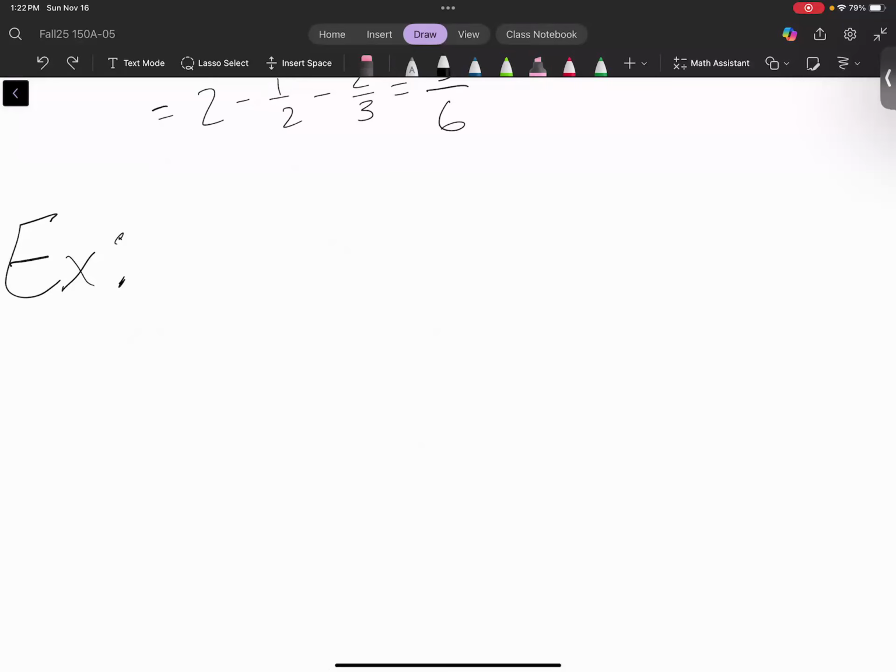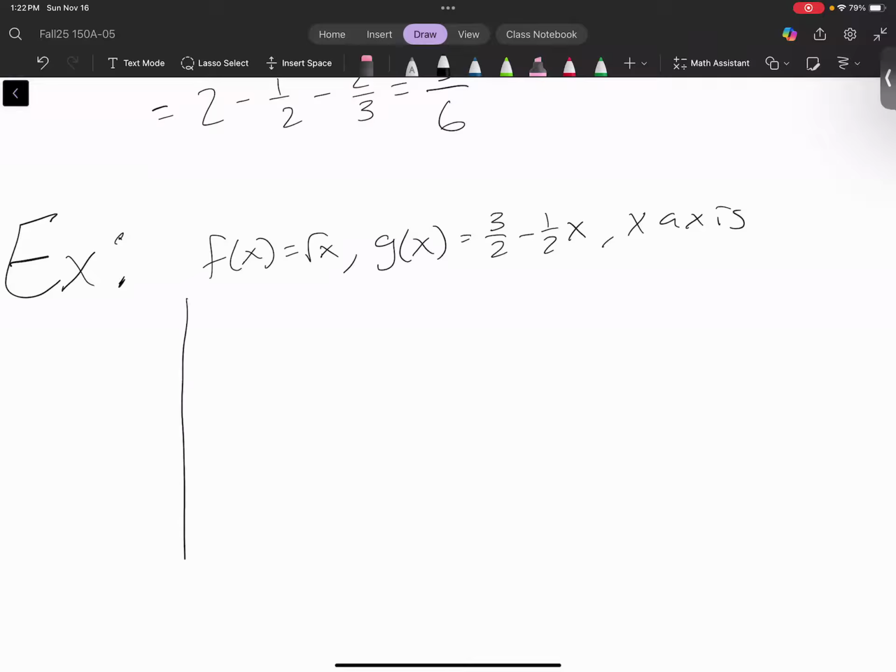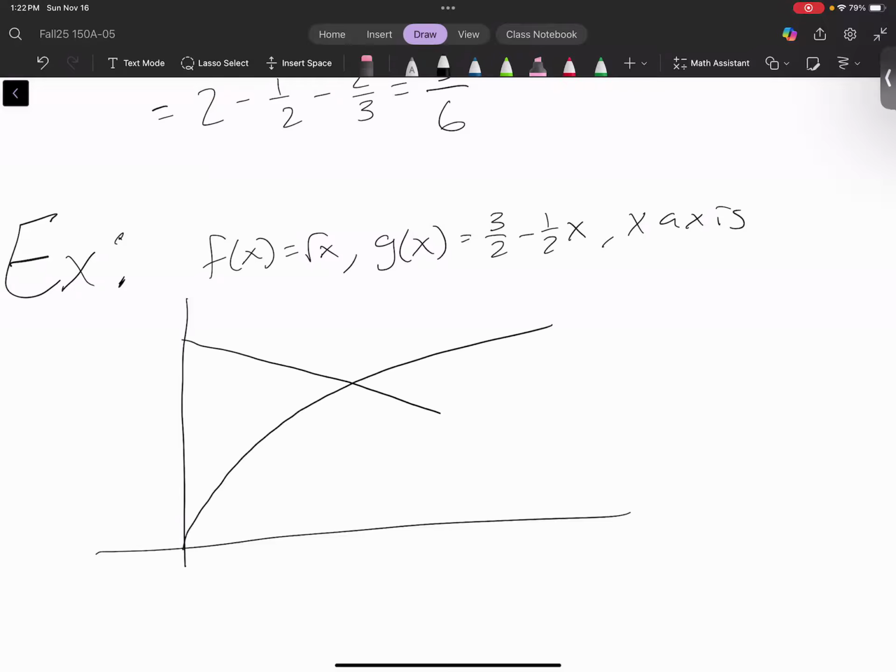Okay, so just again, we had f of x equals root x, g of x equals 3/2 minus a half x, and then the x-axis. And then, draw the picture, right? So it looked like this and like this. Okay, so this was at 1, this was at 3, and then this is y equals square root x, and then this was y equals 3/2 minus a half x.